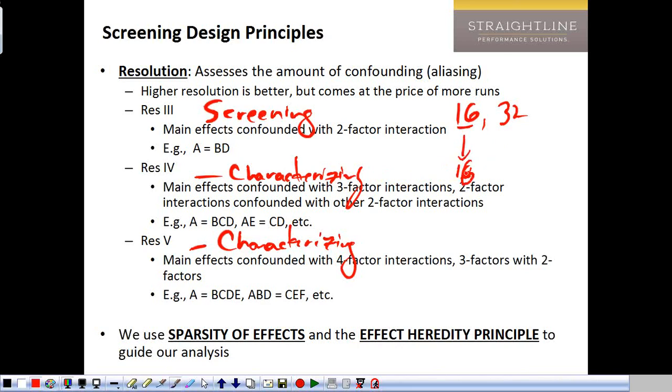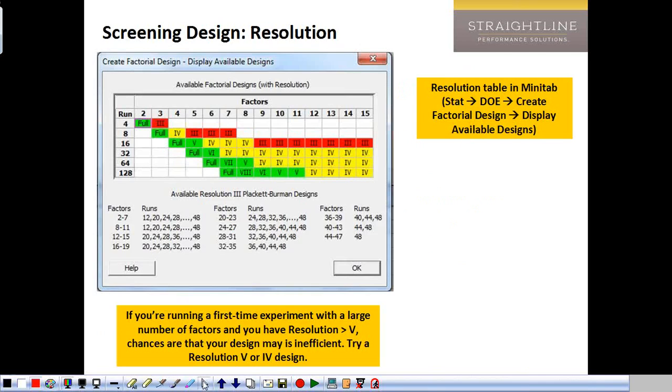Another option, as I'll show you when we do characterization, is to just do 8 here. Say you have 7 factors, and then do what's called a fold over to give you that 16. I'll show you how to do that when we get to it. If you want to run a 16, I would just refer you to the previous section because that's what we've covered. Okay, let's do a screening design example.